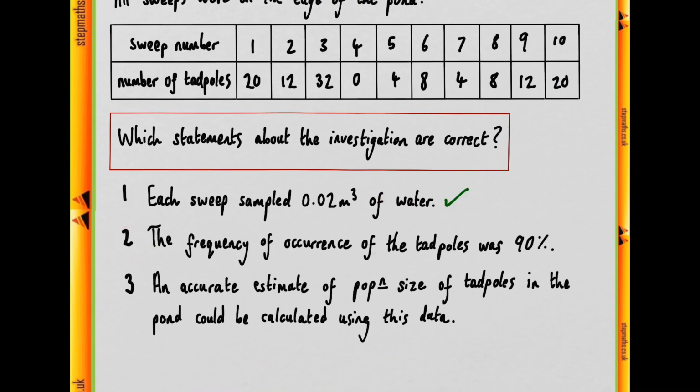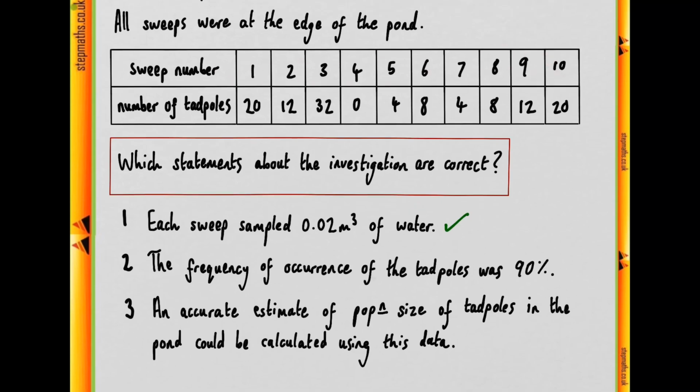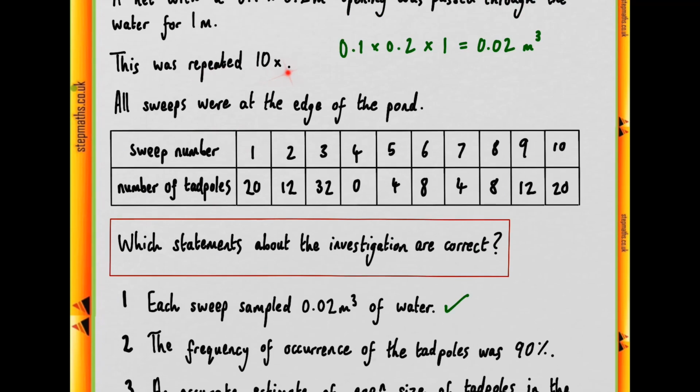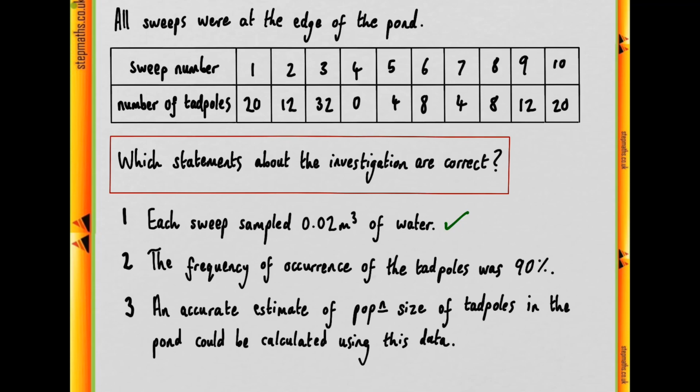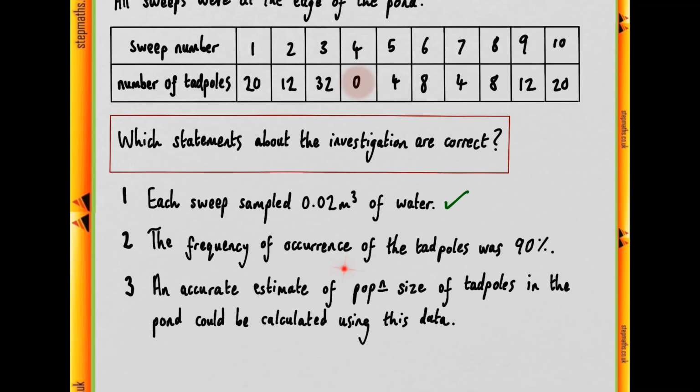Moving on to statement 2. The frequency of occurrence of the tadpoles was 90%. Now, frequency of occurrence is assessing the number of times or the regularity with which there was a positive finding. So let's have a look at our table where, as we were told, there were 10 different repeats, and in each of them, apart from one, in sweep number 4, tadpoles were found. So tadpoles did occur. So the frequency of occurrence is 9 out of 10, and therefore 90%.